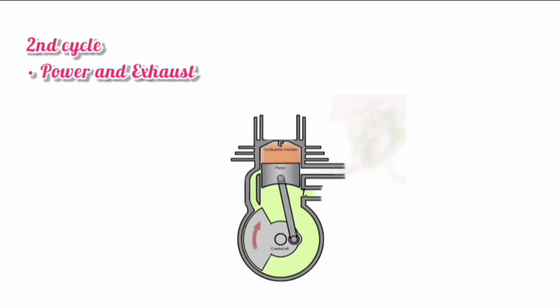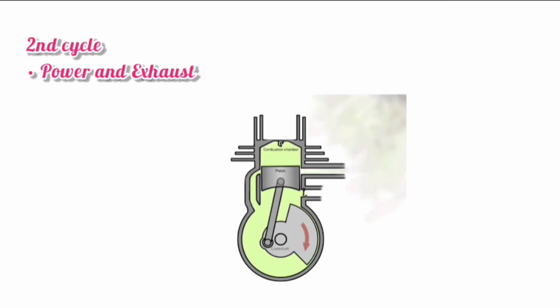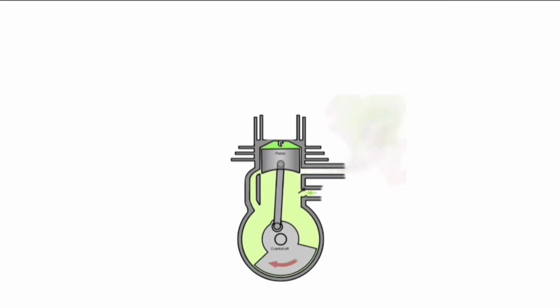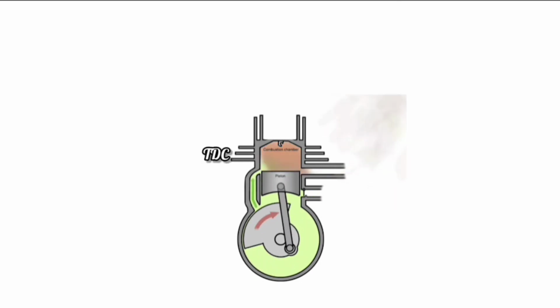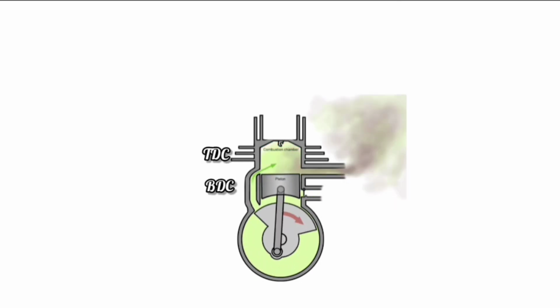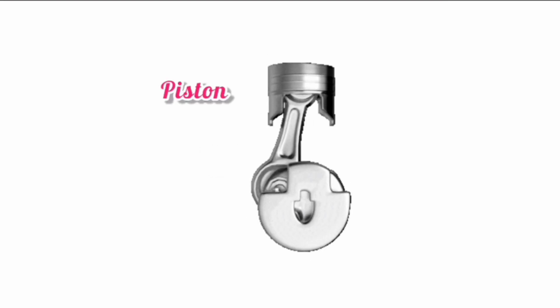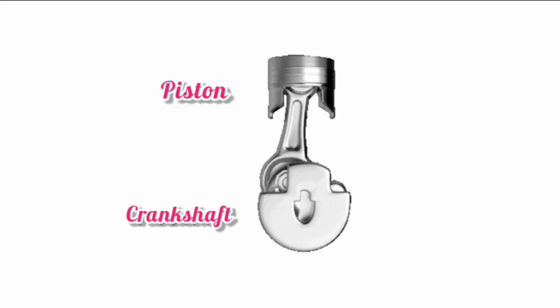The second cycle includes both power and exhaust. Due to compression, the temperature is increased in the cylinder and the air-fuel mixture gets ignited. Then, the conversion of chemical energy into mechanical energy takes place, which moves the piston from top dead center to bottom dead center. Similar to the spark ignition engine, the piston transfers this energy to the crankshaft through the connecting rod.